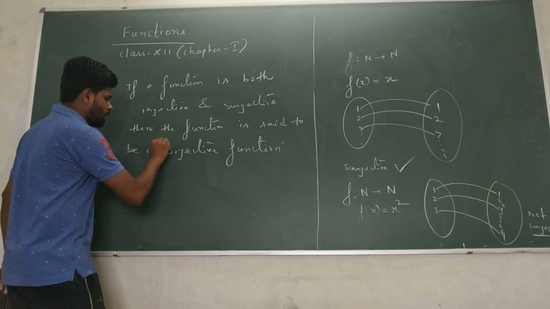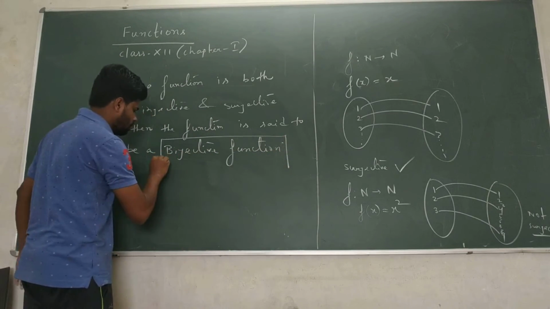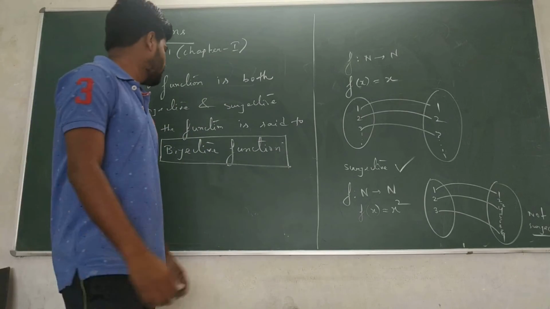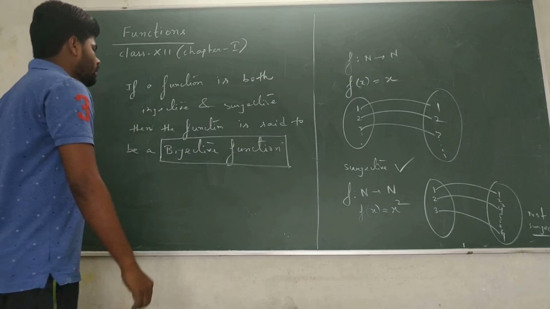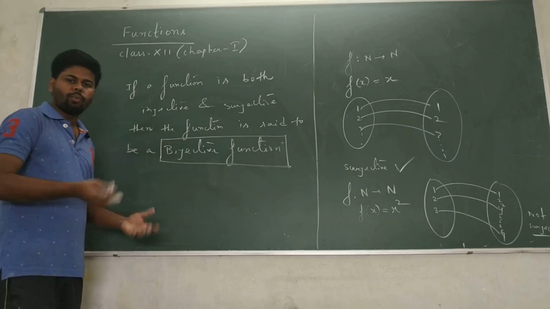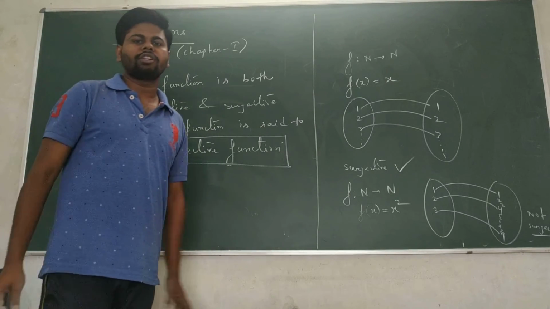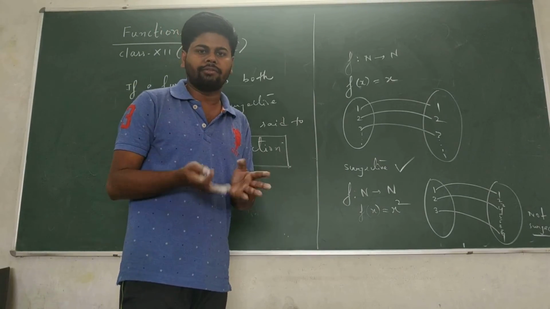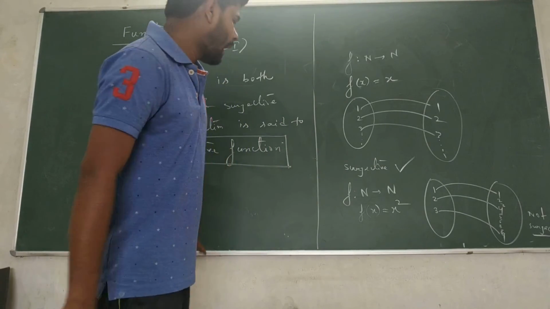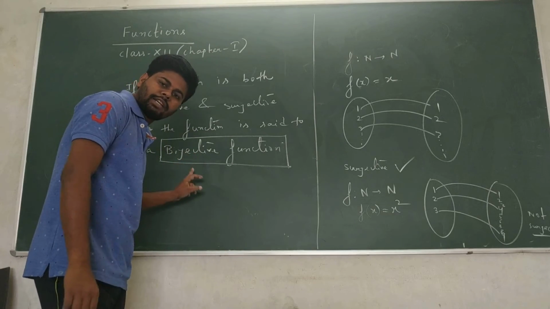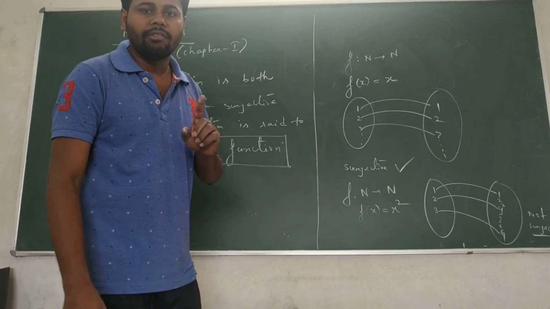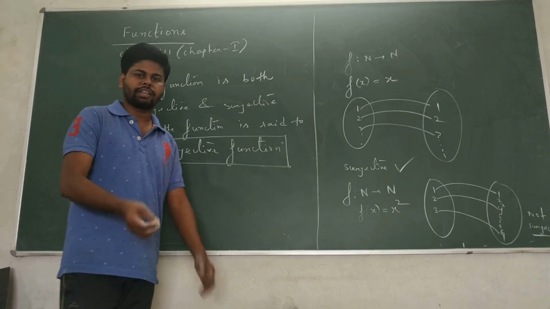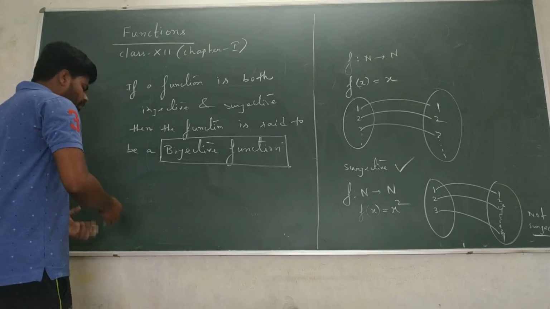So this term you have to remember, and it will be very useful for your chapter 2, inverse trigonometric functions, where we will deal with bijective functions. So whenever a function is 1-1 and onto, then the function is bijective. Injective and surjective together combine and form a bijective function. And if a function is bijective, then only its inverse exists. Inverse of a function, that we will study in the next class.